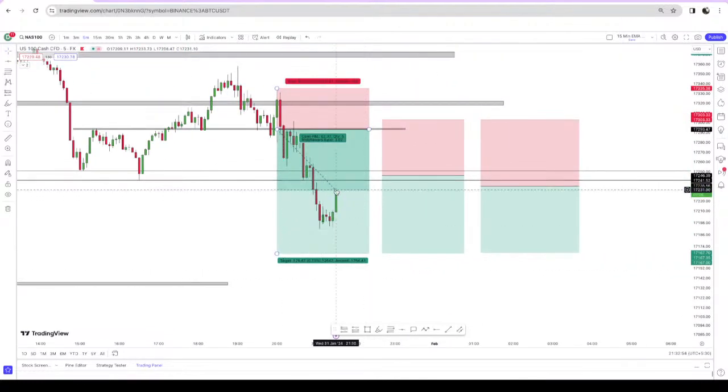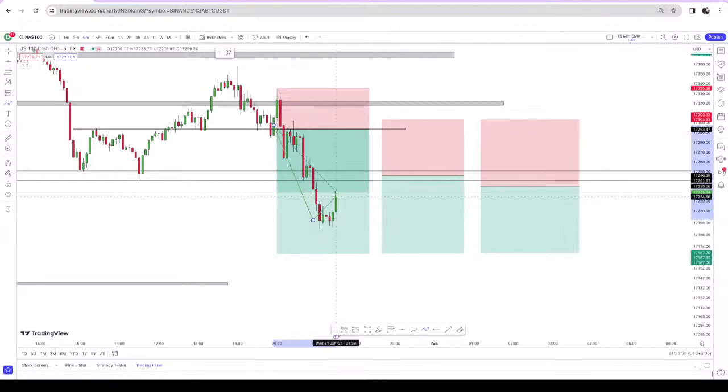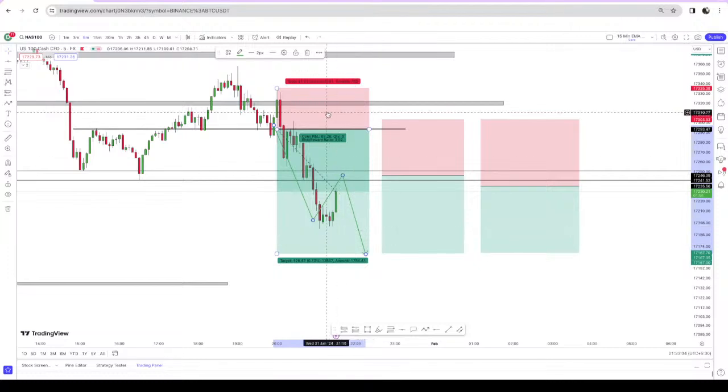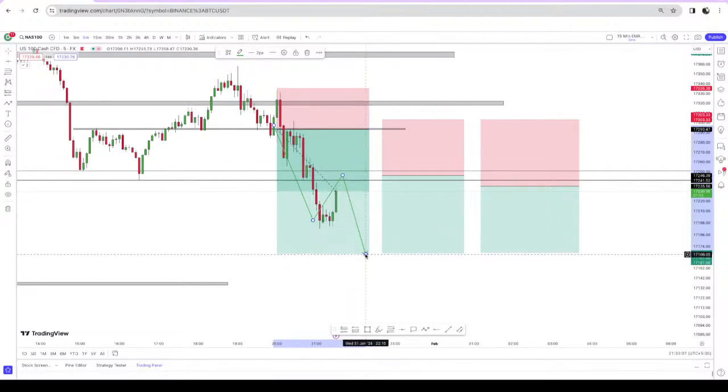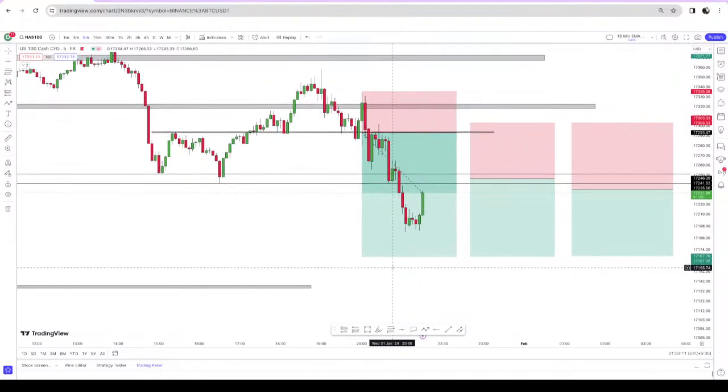Although it can be a retest also, because if you see it is a breakout of this zone, so it may be a retest. If it will be like this, a proper retest, then in fact I'll add more position. Let's see.